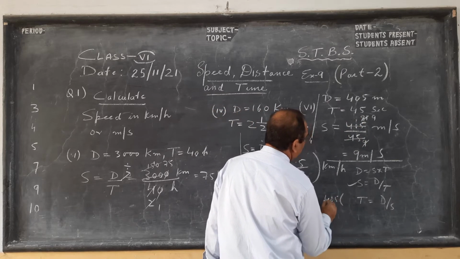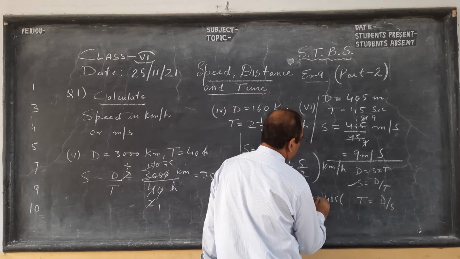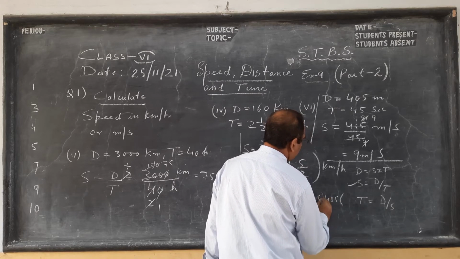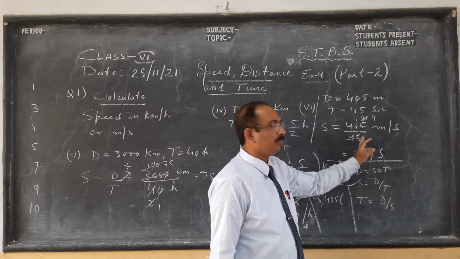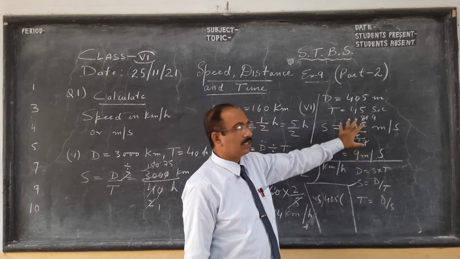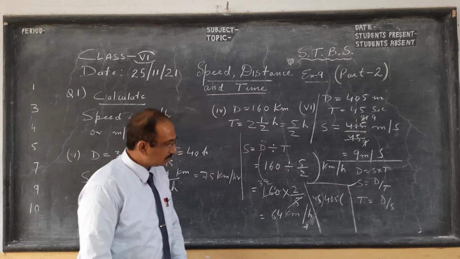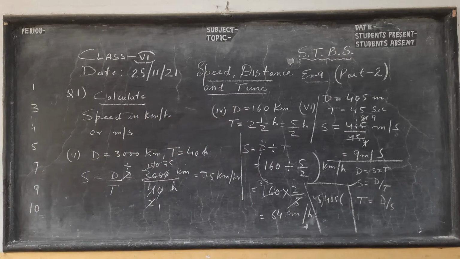405 you divide with 45. So you can use your traditional method of division also if you have any problem doing cancelling like this. Okay, so this is question 1. Kindly pause the video and copy. Then we move on to question number 3.